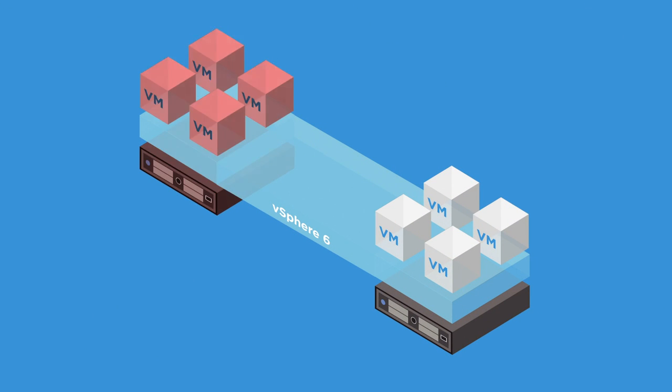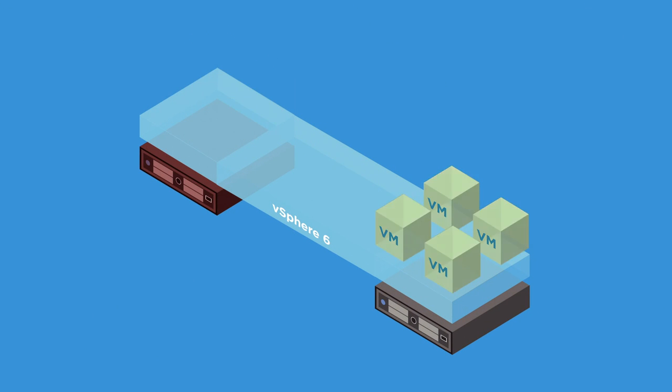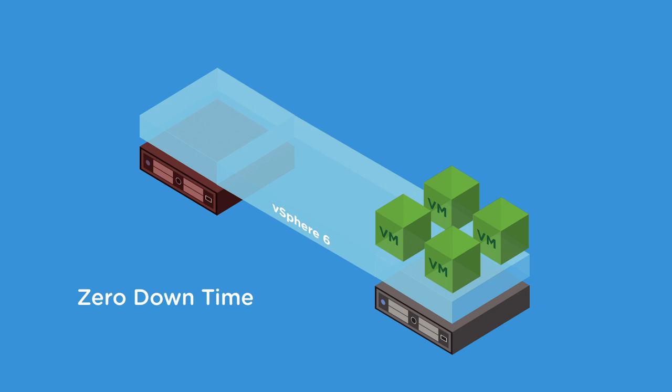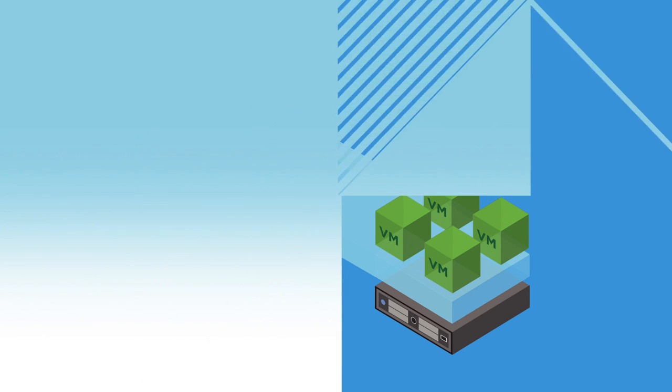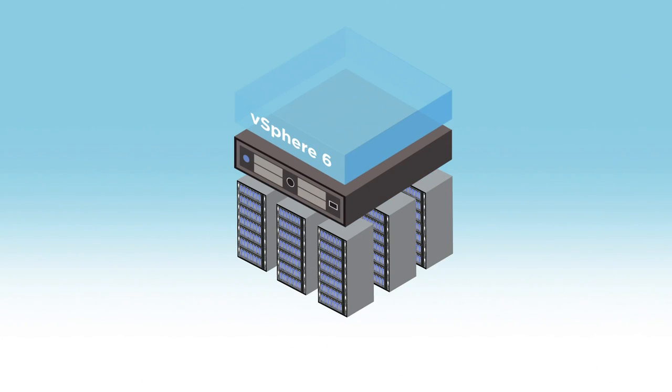Multi-processor fault tolerance eliminates unplanned downtime with true, continuous availability for over 90% of virtual workloads. vSphere 6 transforms storage for virtual machines with virtual volumes and storage policy-based management.